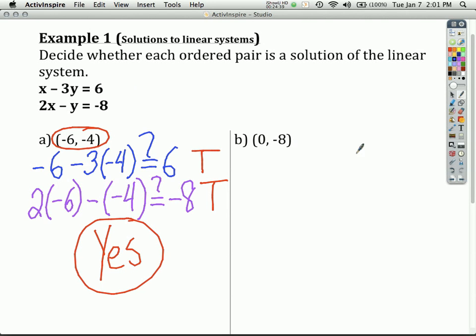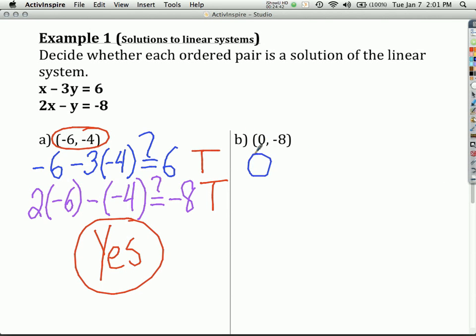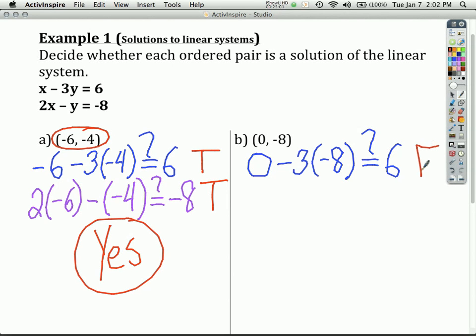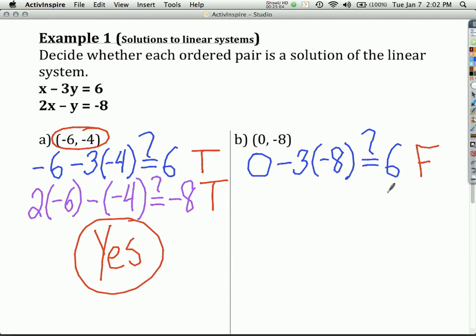So now we're going to plug in a 0 in place of the x, minus 3 times negative 8. Does that equal 6? Nathaniel, what do you think? No, it doesn't. This is a false statement. Once we get a false statement with either of them, then you're done. You don't have to do anything else. You already know that this is not a solution. The answer is no. It's not a solution to that system.